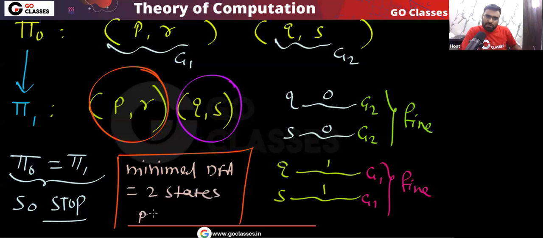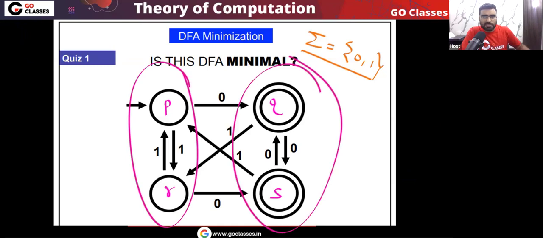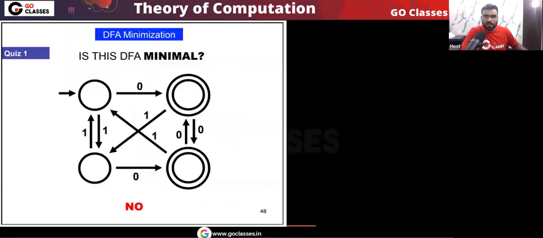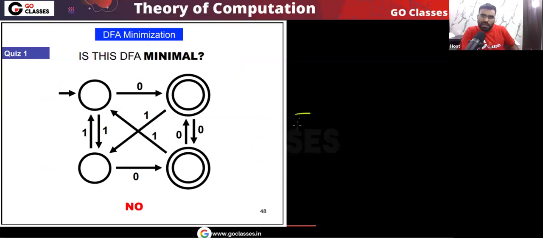One state will be P R, which will be your initial state, and another state will be Q S. So there will be two states. Is this point clear? This will be one state, and another state will be this. This is your minimal DFA. Please tell me, did you understand? Let me know. Remember, this is not a minimal DFA; the minimal DFA will have two states.